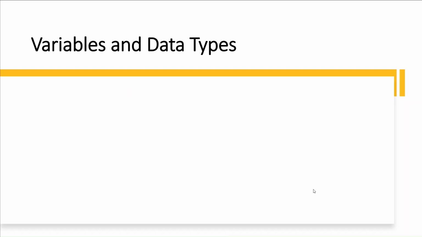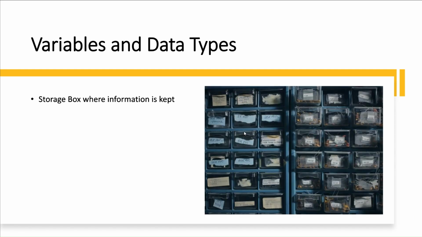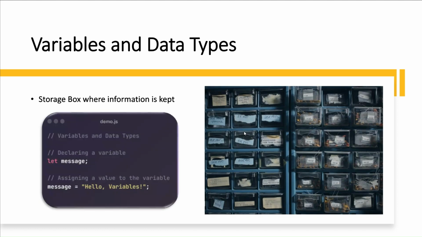So, what is a variable? Think of it as a storage box where you keep information. In our case, we have got a variable called message. We are saying, hey JavaScript, reserve some space for a message. And then we fill that space with a message. Pretty straightforward, right?